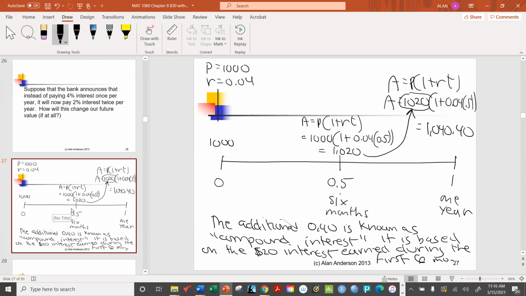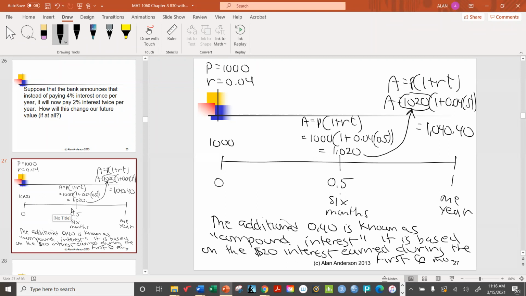So then the rest of the formula is the same: 1 plus 4% times 0.5. That 0.5 is there because this is 6 months later. And when you multiply that in your calculator, you'll notice something very interesting. Look at that number. It's not 1,040 like it was before. There's all of a sudden this extra 40 cents. Where did that come from? Well, that 40 cents is based on the fact that during the second half of the year, we earned interest not just on the original principal of 1,000, but on this $20 worth of interest that we got during the first 6 months.